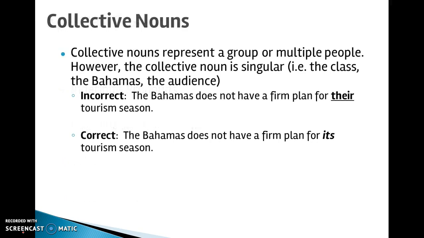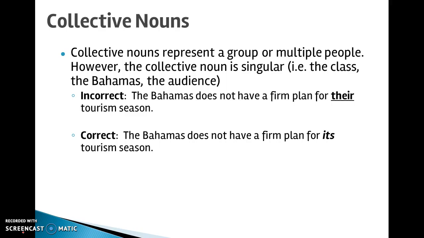Remember, a collective noun is a noun that represents a group or multiple people, but the collective noun is always singular. So for example, the class, the Bahamas, the audience, each of those is a collective noun as it refers to multiple parts, but in and of itself is singular. For example, one class, many students.